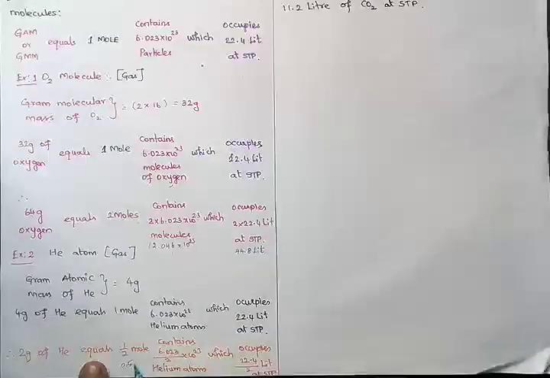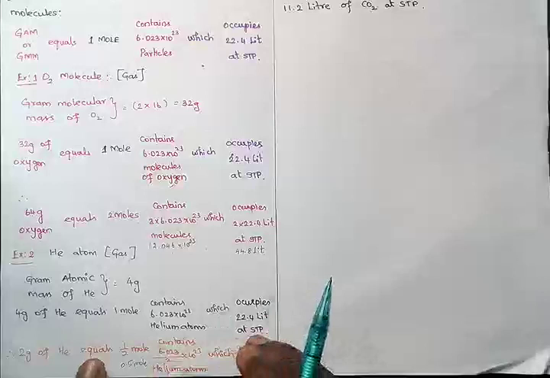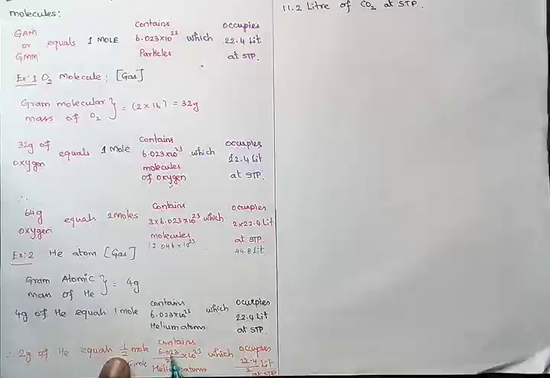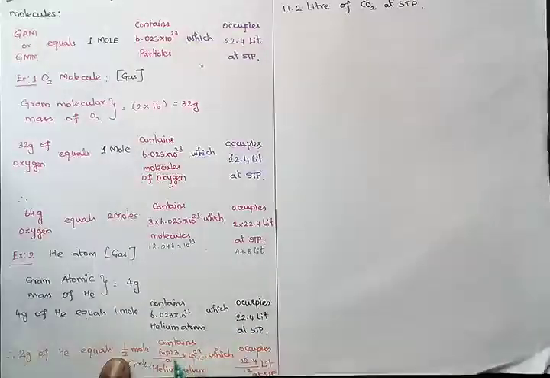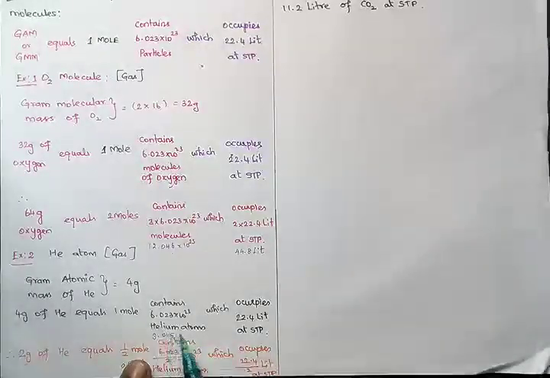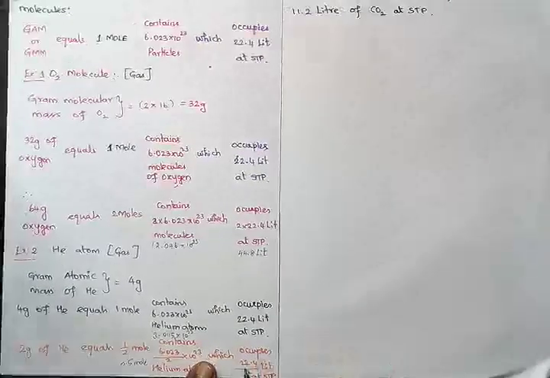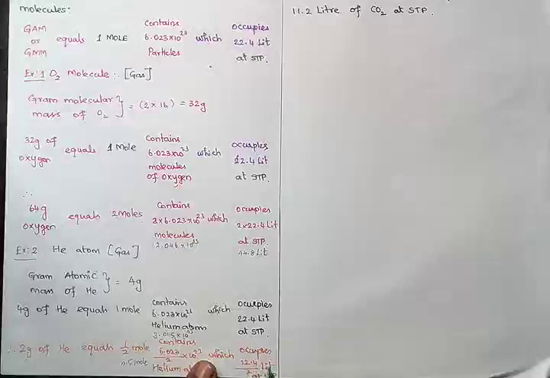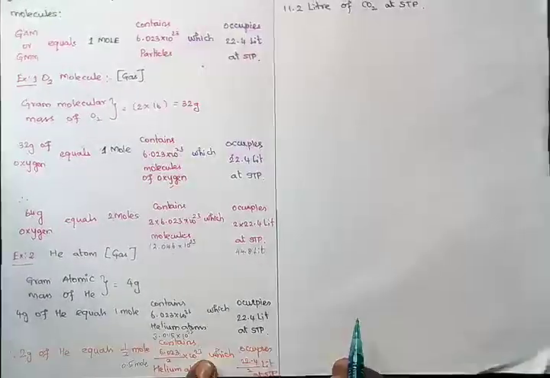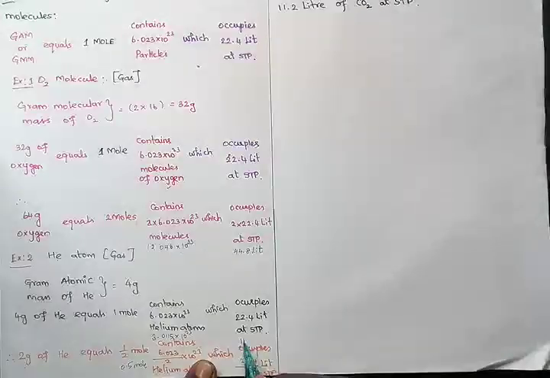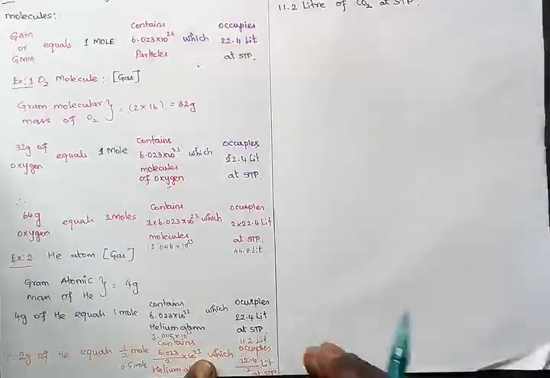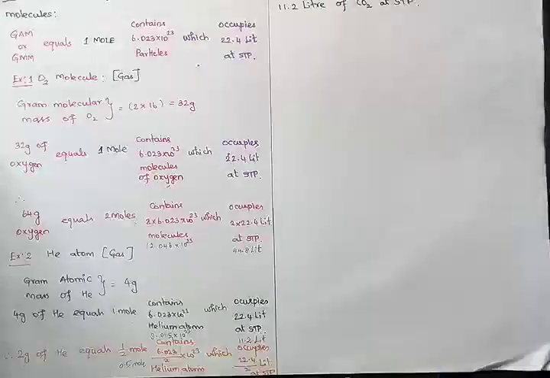So 0.5 moles contains 6.023 into 10 to the power of 23 divided by 2 helium atoms, right? The number will be approximately 3.0115 into 10 to the power of 23, which occupies 22.4 liters divided by 2 liters at STP. If I divide by 2, what is the answer? 11.2 liters at STP. So this is a value you should understand.